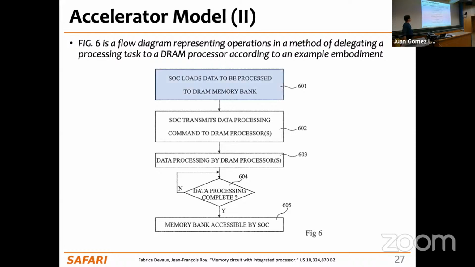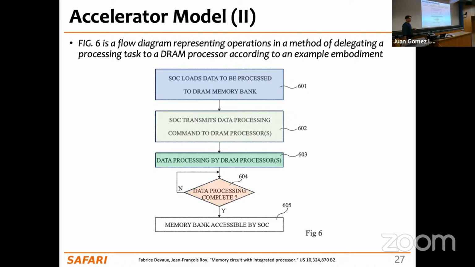And it's indeed what the patent from UPMEM describes. First of all, the system on a chip, that here is the host CPU, loads data to be processed to the DRAM memory bank. Then this host CPU transmits data processing commands to the DRAM processors, the DPUs. Then the DPUs start executing the kernel. The kernel is the function that runs on the DPUs, data processing by DRAM processors.